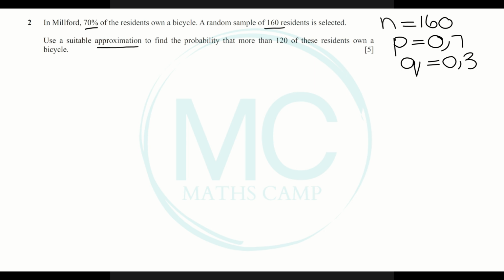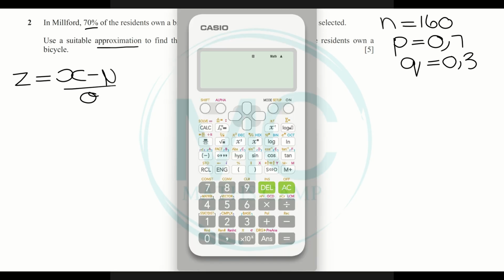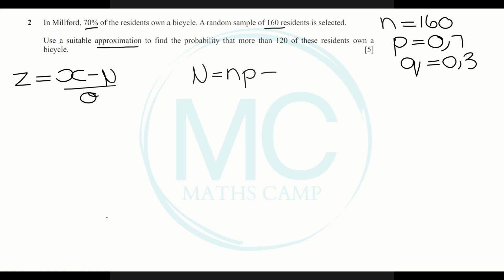We are converting to normal distribution. So we're going to use the formula z is equal to x minus mu over standard deviation. To find the value of mu, we use np. N is 160 and p is 0.7. So I can say 160 multiplied by 0.7 is equal to 112. This is my value for mu, 112.